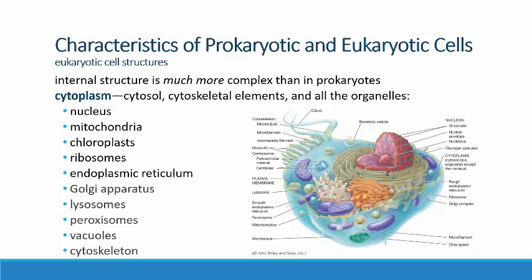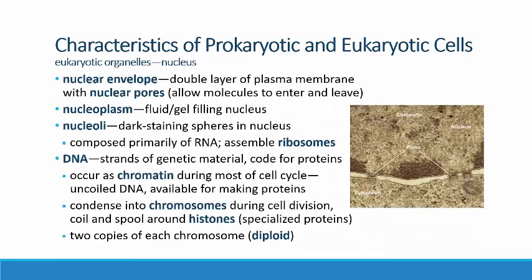And then some of the vesicles that we find inside of a cell include lysosomes, peroxisomes, and vacuoles, which are long-term storage. And then finally, we also see lots of cytoskeletal elements, so microfibers and microtubules. So let's start with the nucleus.